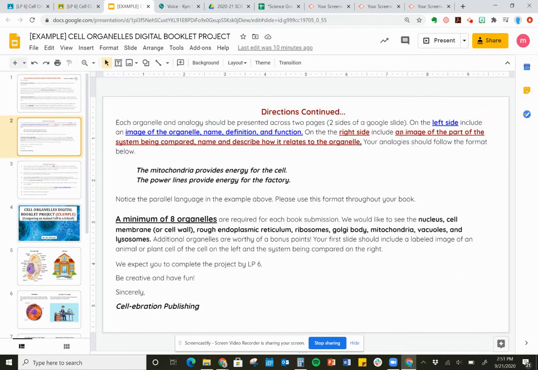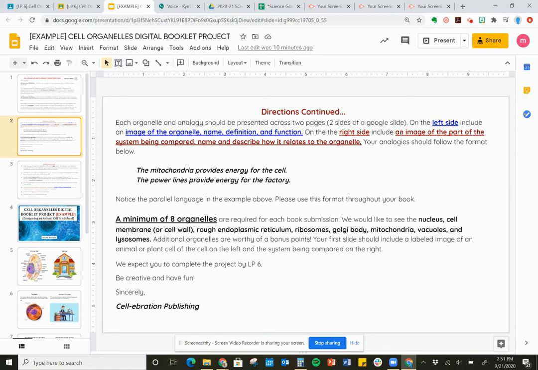So pretty much, let me just paraphrase that. What you're doing is you are going to take an animal cell or a plant cell. I don't care which one you choose, just choose one. And you are going to compare the parts or the organelles of that cell to the parts of a different system. All right. So in my example that you'll see in just a minute, I compared a cell to a school. So then I took the parts of a cell, and in each slide, I compared them to the parts of a school. So I was consistent, okay?